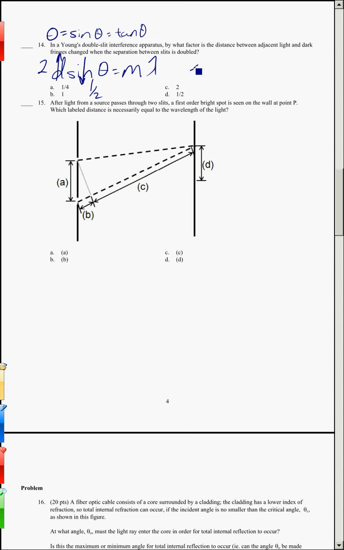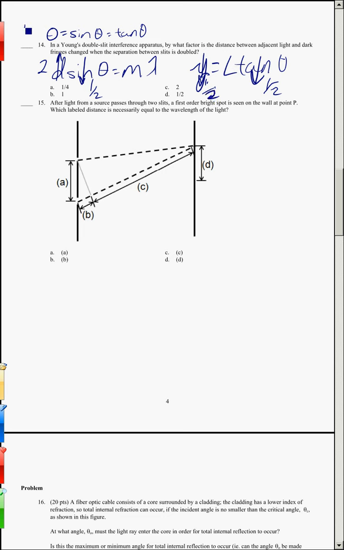Now, but really I want to know about y, and y is equal to L tan theta. If sine theta goes down by a half, that means that tan theta also goes down by a half. That means that y goes down by a factor of a half.